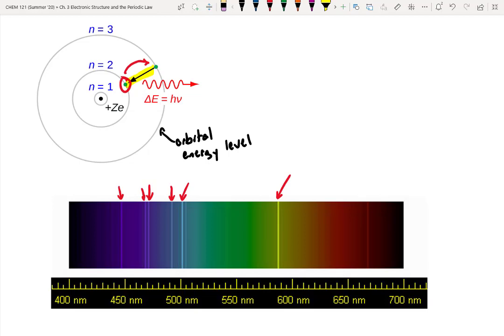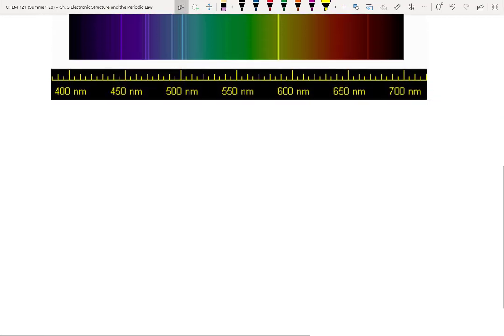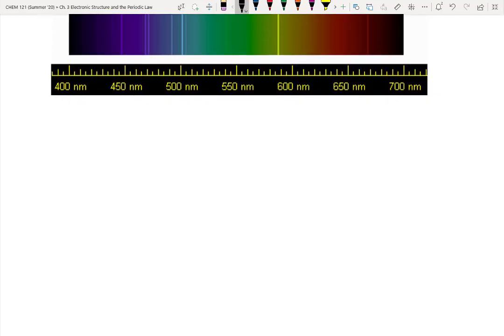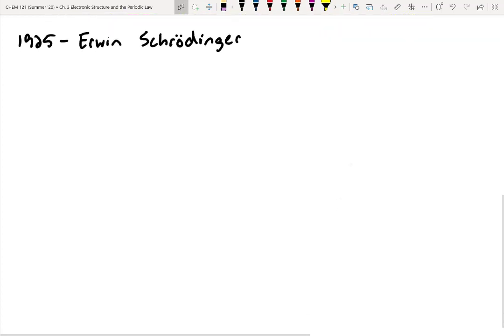All right, so this orbit idea was pretty unique, but like I said, it's not quite true. These electrons don't go around in a circular orbit like the planets do. So it wasn't until 1925 that another chemist came along. And this other chemist, his name was Erwin Schrodinger. And Erwin Schrodinger is kind of the pioneer of quantum mechanics.